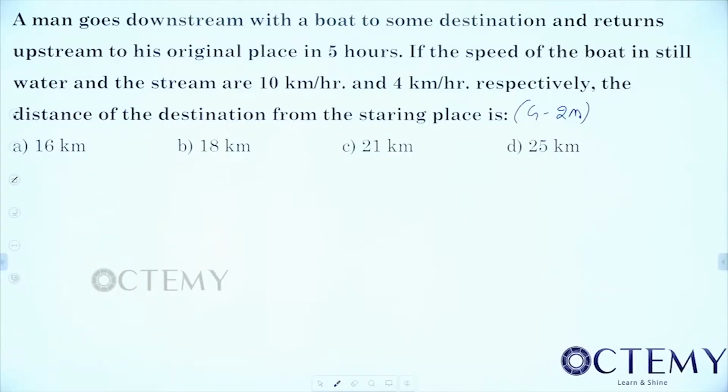Kirtana commented 21 kilometers. Kirtana, yesterday you were not present in the class. Welcome back to the class.